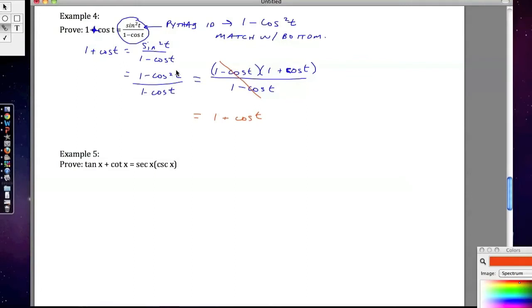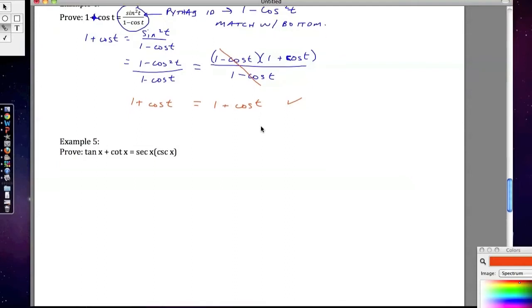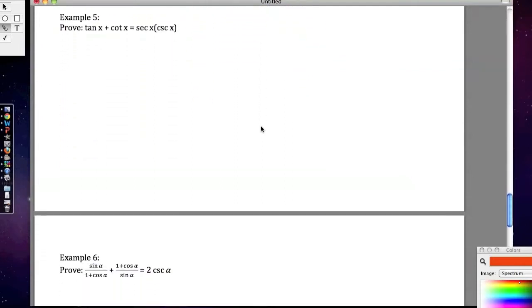How can we remember this? Well, really, if I have this minus sign, I know that when I factor it, I'm going to get a minus and a plus term, and then I can cancel, and so I've got 1 plus cosine t is equal to 1 plus cosine t. That's done. Okay, so I factored that out. That helped me right there. All right, take it at face value. Try to get it down. See if there's a situation where you can use it.